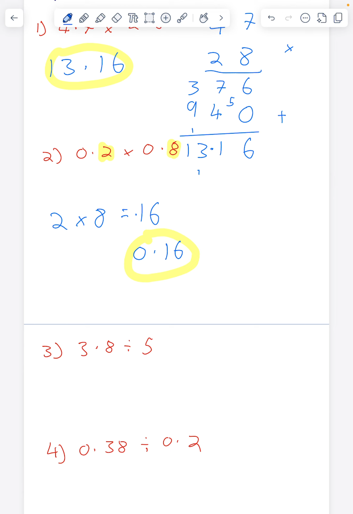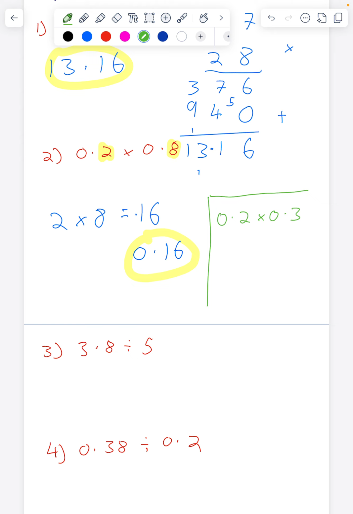If you were given something like this, let's go and do it in green. Sorry, this is a bit of an additional question. If you were given 0.2 times 0.3, often students would write here 0.6. That is not correct. Well, 2 times 3 gives you 6. And again, because you've got 2 numbers after your point, you've got to go back in by 1 and 2 spaces over here. So you get 0.06. So just be a little bit careful with that variation as well.